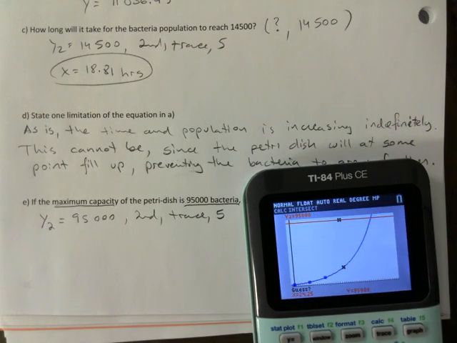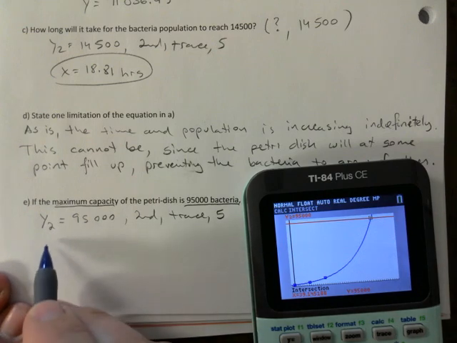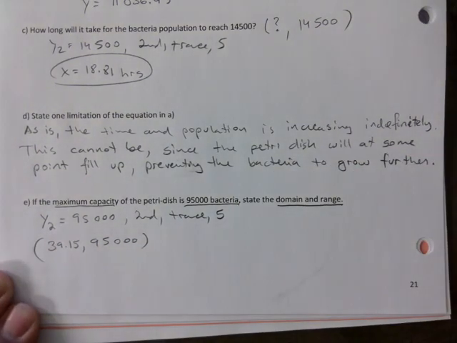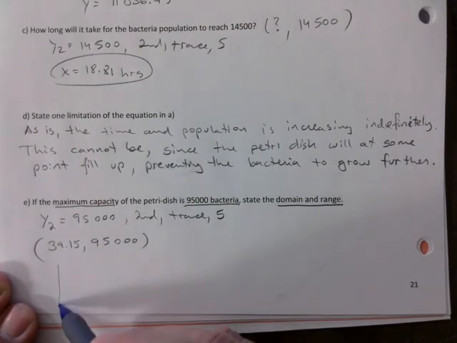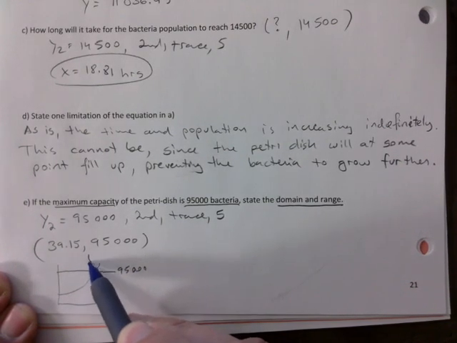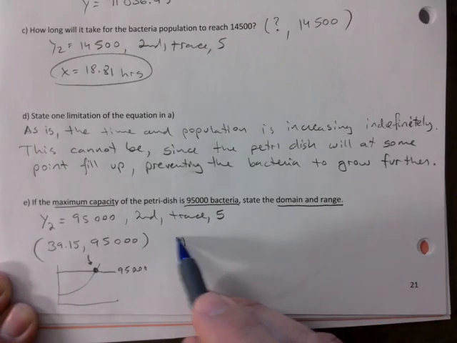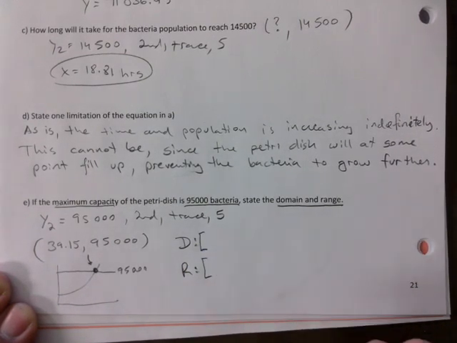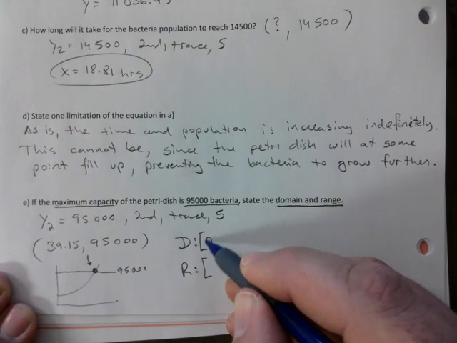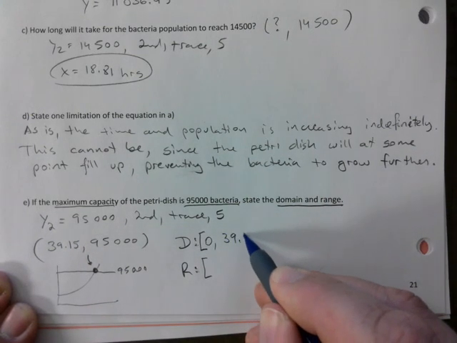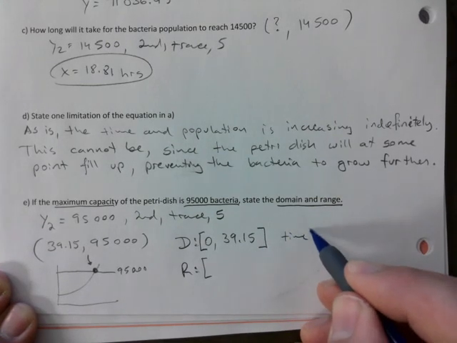Second trace 5, enter, enter, enter. And it is 39. I'm just going to write down the whole thing. 39.15, 95,000. So this is 95,000 right here. And so this is the point you just found. So for my domain, that's time. And there's a range, which is the population. What's your domain here? Starts at time 0, and it stops growing after 39.15 hours. Right, this is my time that we're talking about.